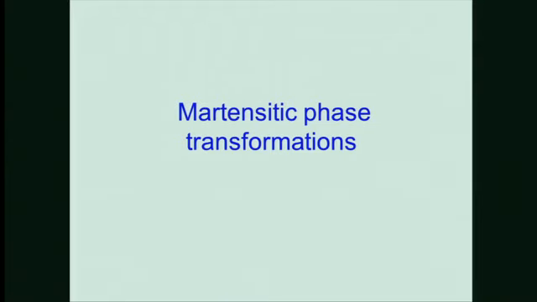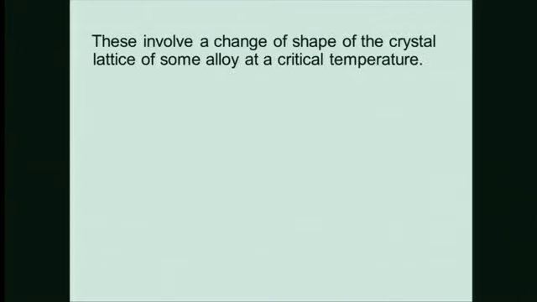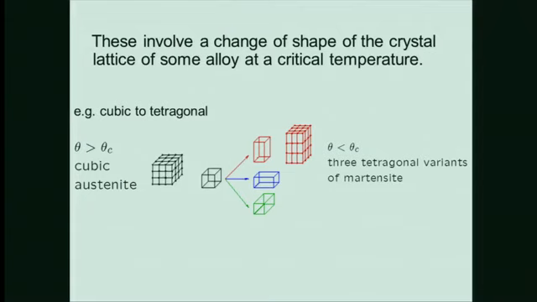Okay, so martensitic phase transformations. These are all microstructures; the pictures all come from martensitic phase transformations, which involve a change of shape of the crystal lattice of some alloy at some critical temperature. So, for example, it could be cubic to tetragonal, so there might be a critical temperature, theta critical, and when theta is bigger than theta critical, we're talking here about single crystals, so a perfect crystal lattice.